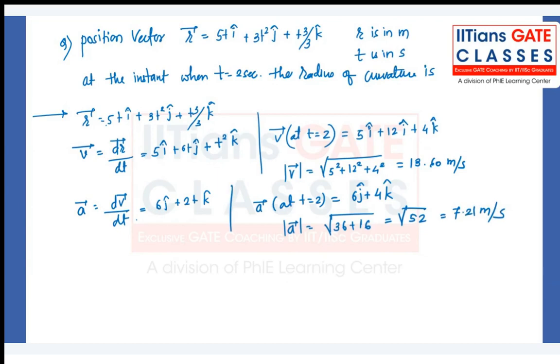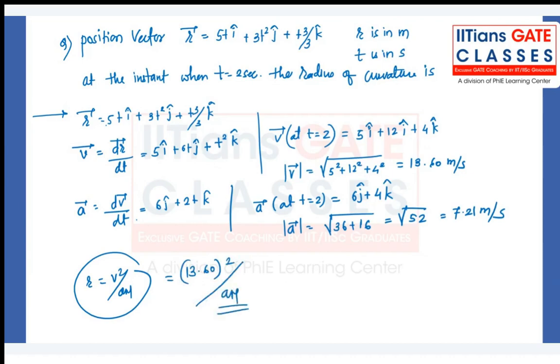So what is expected here? Radius of curvature. You know, the only way to find it is v square by an. Last time we have calculated. If you know the value of an, we can calculate the radius of curvature. You already got the value of v. What is v? 13.60 whole square divided by an. So the only thing you have to calculate is an now. How to calculate an? That is the question.